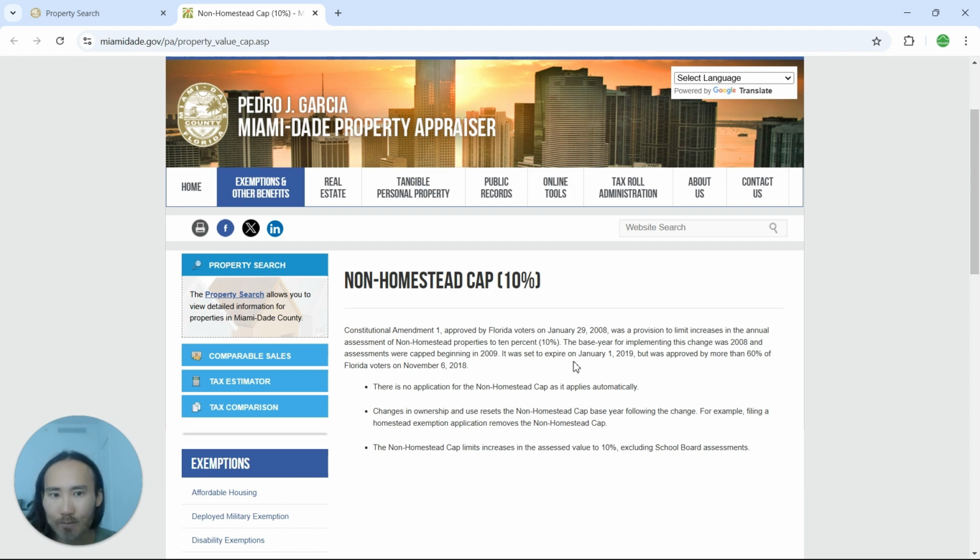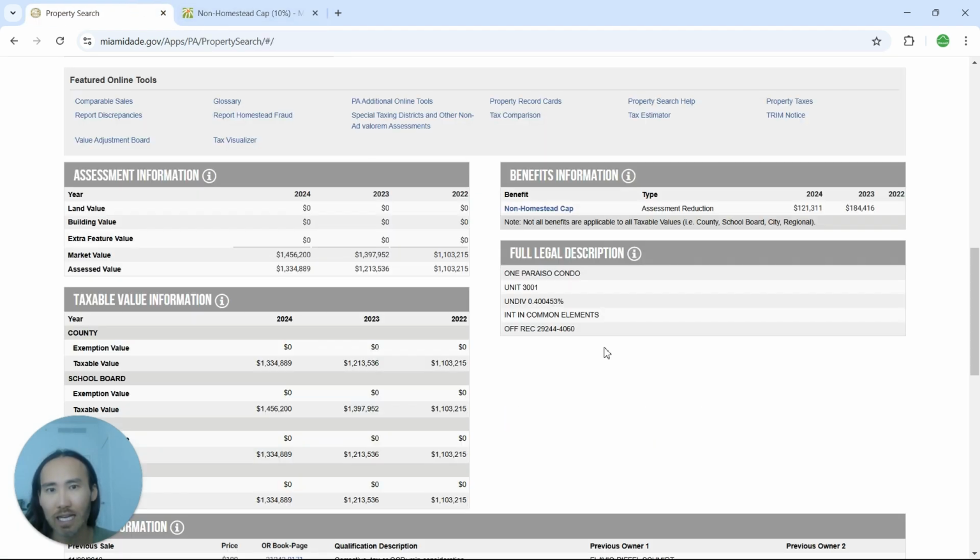Now keep in mind, it excludes the school board assessments, which is roughly 30% of your property tax. So the school board portion is uncapped. But otherwise, you have some sort of a cap, even if you don't have the homestead and the Save Our Homes cap that comes with it.